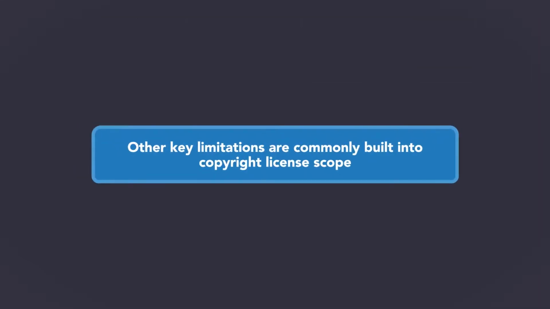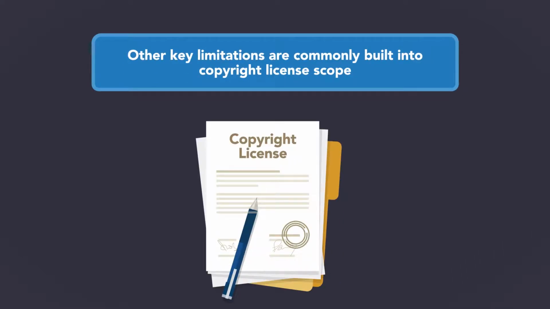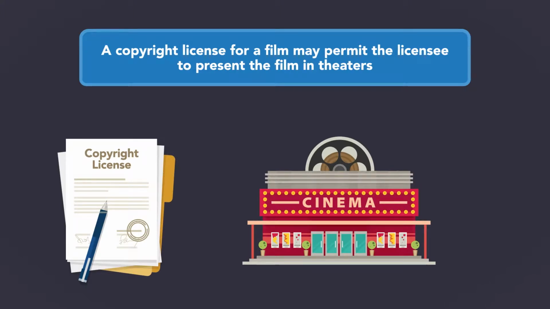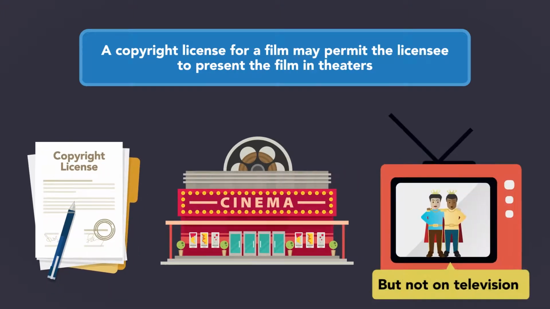Other key limitations are commonly built into copyright license scope. For instance, a copyright license for a film may permit the licensee to present the film in theaters, but not on television.